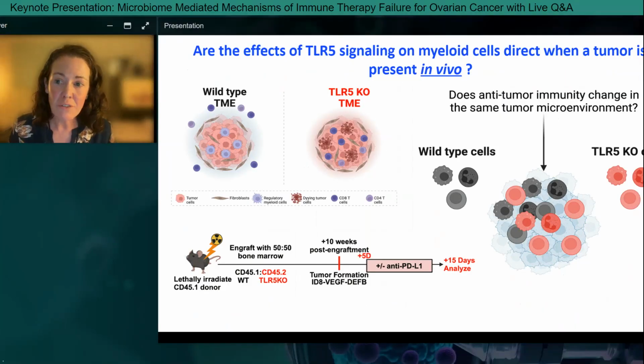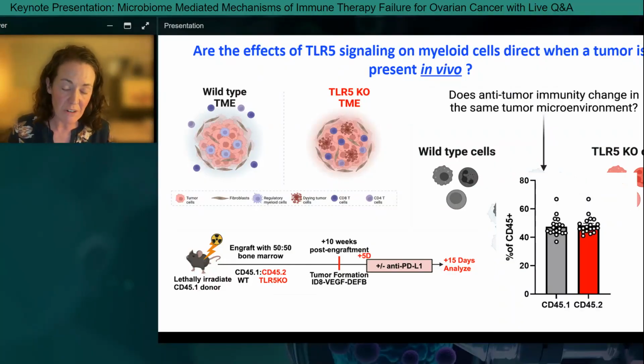Now, looking at the in vivo approach, the way that we set this up was we lethally irradiated congenic mice that have this marker on all of their immune cells that you can easily distinguish. We did that to enable us to engraft a 50-50 mixture of wild type or TLR5 knockout bone marrow. And because they have these different markers, we can tell which one is wild type versus knockout. We allowed these animals to recover for 10 weeks to allow full reconstitution of the immune system. And then we checked to determine whether there was equal engraftment of these cells.